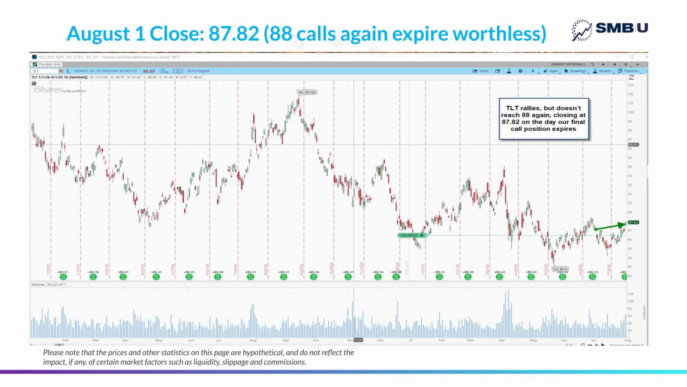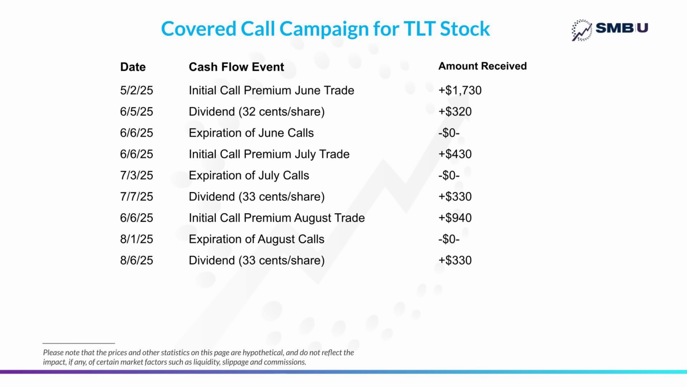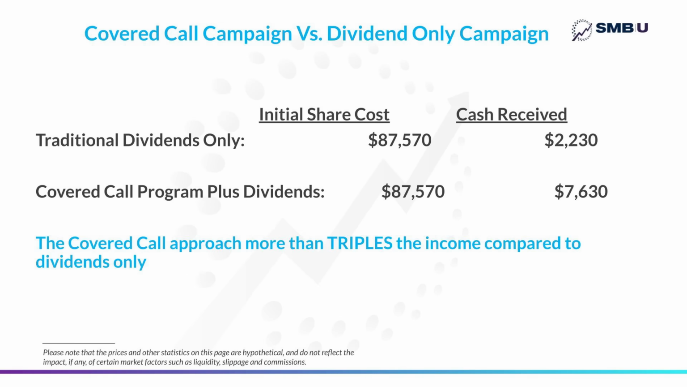So to wrap up the trade through the most recent August trade earlier this month, you can see that adding the August call premium to the dividend paid in early August, our total campaign cash flow since the beginning of the year has been $7,630. Comparing that to the dividends only approach, just sitting back and passively collecting dividends, that would have only produced $2,230 in cash. Whereas the covered call program combined with those dividends would have produced $7,630, as we just walked you through, more than triple the income.